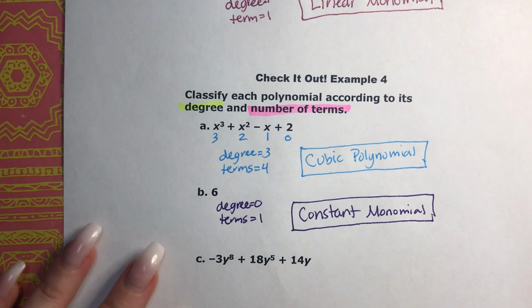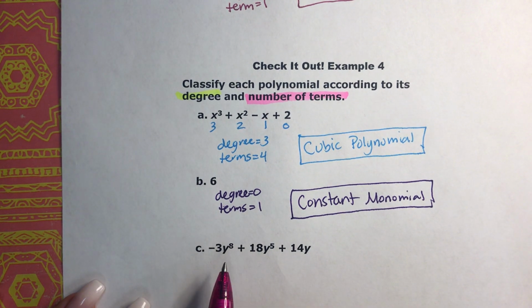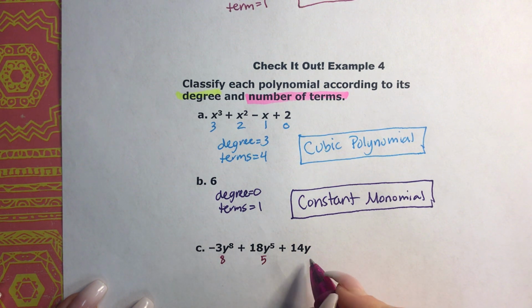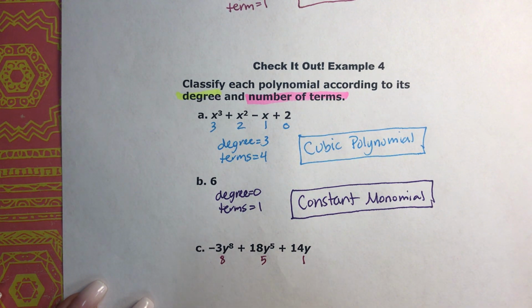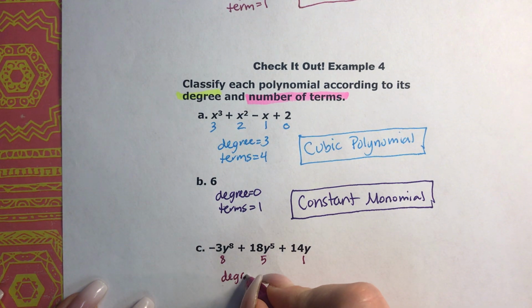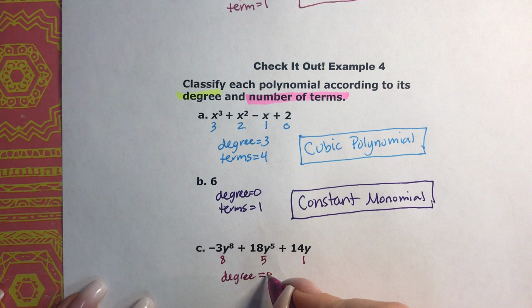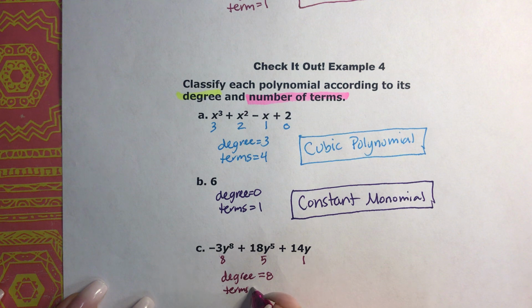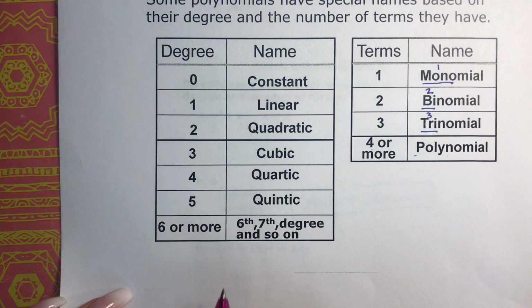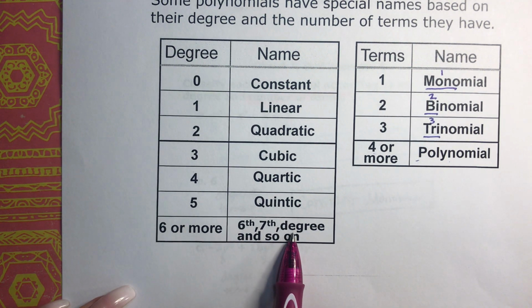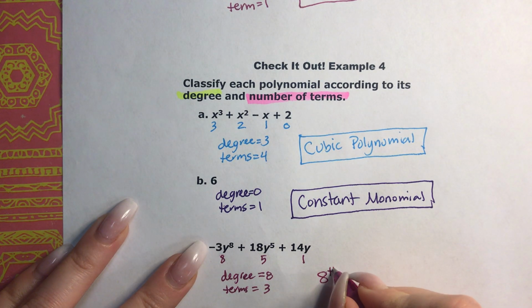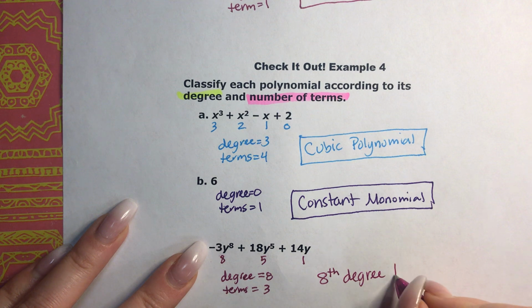Perfect. Okay, on to the last one, C. So let's find the degree. The degree of this one is 8. Degree of this one is 5. And then 1. So 8 is the biggest. So that means the degree of the whole polynomial is 8. And then how many terms? 1, 2, 3. So it has 3 terms. So let's look here. If it has 6 or more, we're just going to call it the 8th degree. And if it has 3 terms, it's called a trinomial. So this is going to be an 8th degree trinomial.